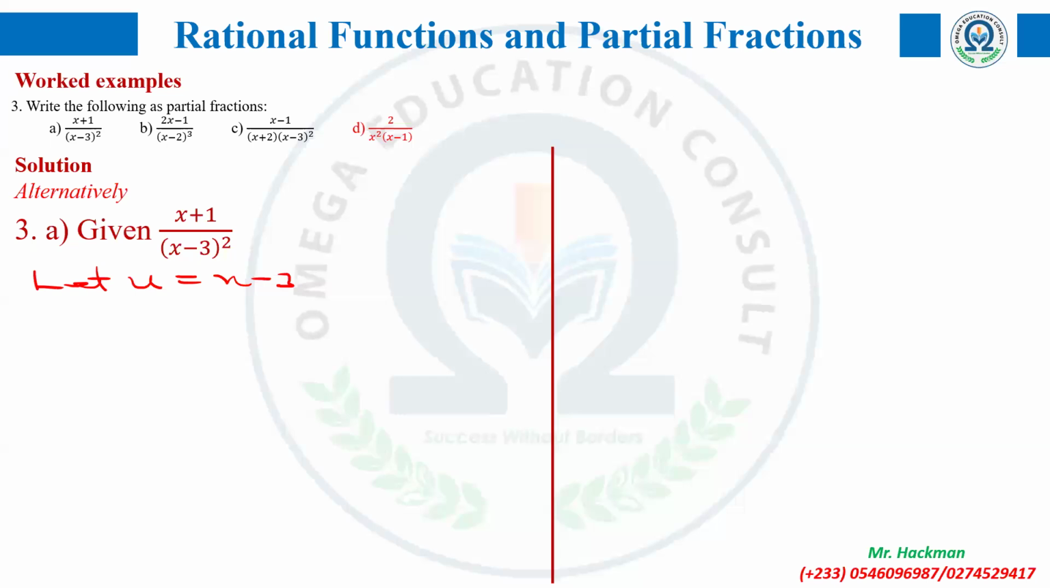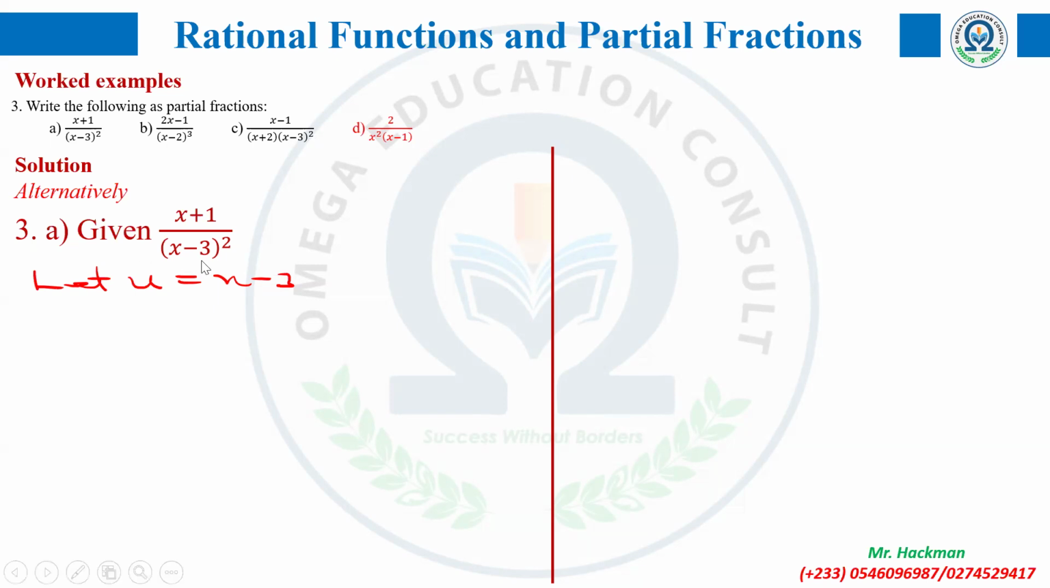Okay, so if x minus 3 is u, then it means the denominator, if you substitute, will be u squared. Do you agree? So here we are changing the x in the original question to u. The u is going to make our work very easy.